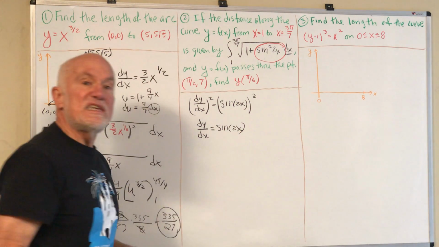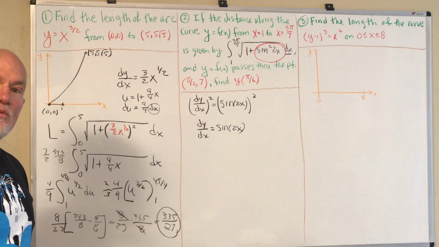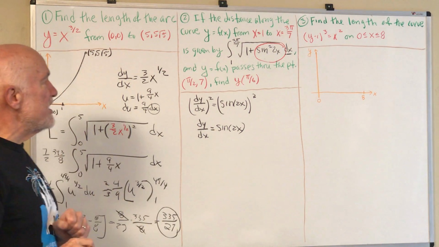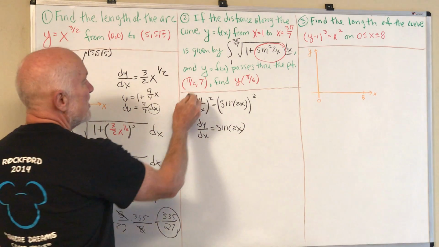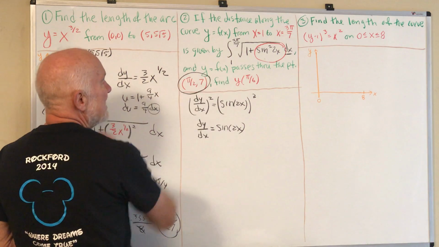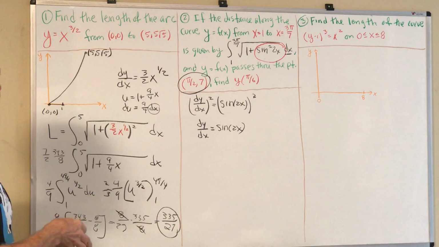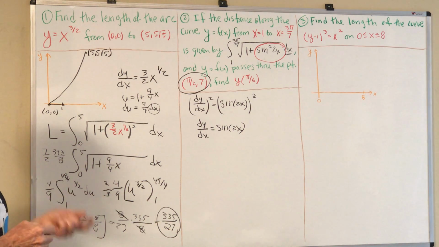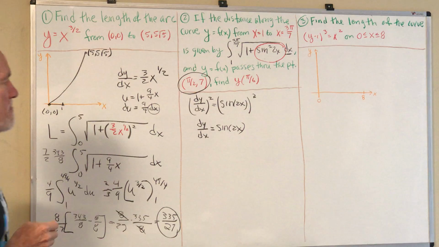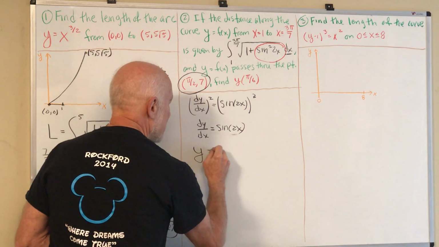So now we know what dy/dx is, can we figure out what y is? Well, this is solving this differential equation, and guess what else? They gave us a point on the function that we're looking for. So we've got a differential equation with an initial condition. We should be able to find out what the function is that we're looking for. So we take the antiderivative.